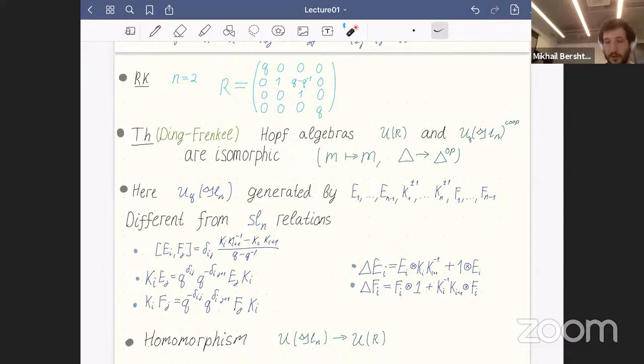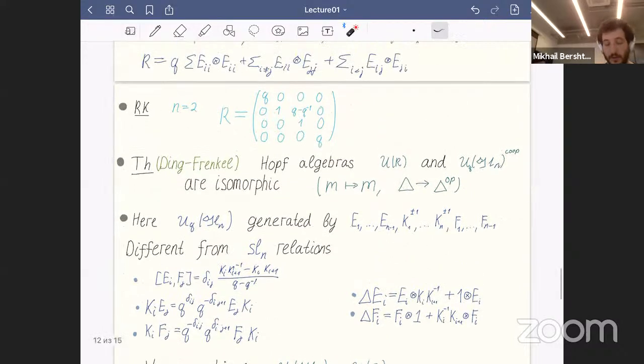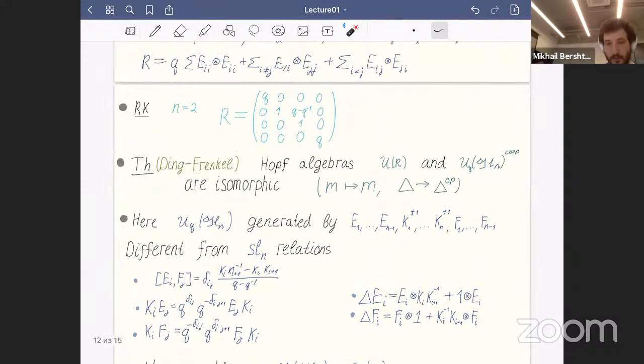And in relations, everywhere where before I had K_i, now I write K_i K_{i+1} inverse. This is a standard expression of the simple root alpha_i in terms of the basis of the Cartan algebra, epsilon_i minus epsilon_{i+1}. And here are the formulas which are different from the SLN case. Serre relations are the same. Are there any questions?